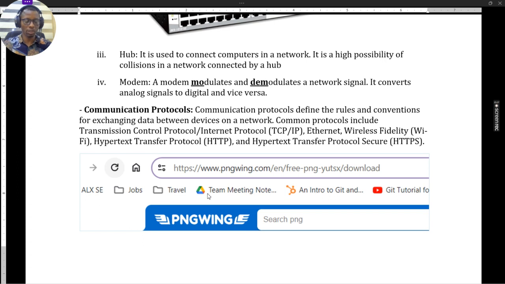And Internet Protocol is associated with our IP address, how computers communicate, and we call it layer 3. And Ethernet is more of the data link and physical layer.